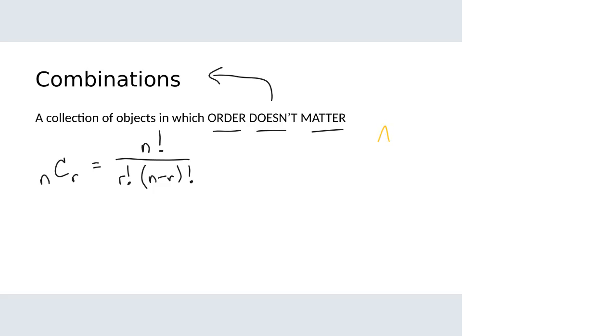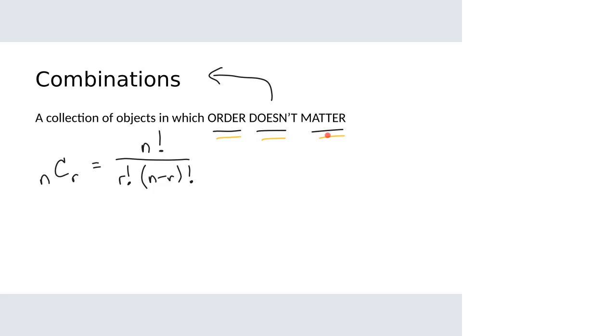With a permutation, AB and BA are seen as different from each other. As far as a combination is concerned, these are the same. And so we wouldn't want to count that twice with a combination, and dividing by this number right here is what eliminates those duplicates for us. So that's our formula for a combination, and we use that when order doesn't matter. And n and r mean the exact same thing that they used to.